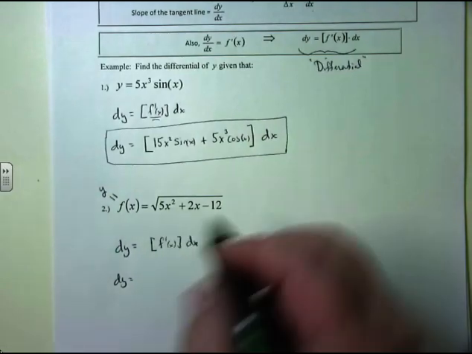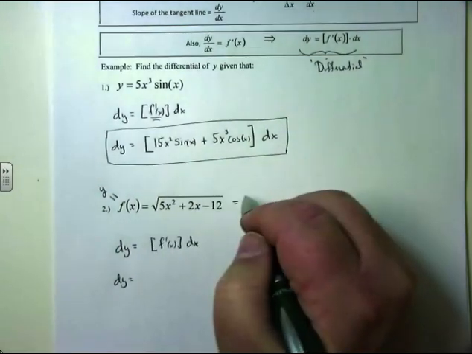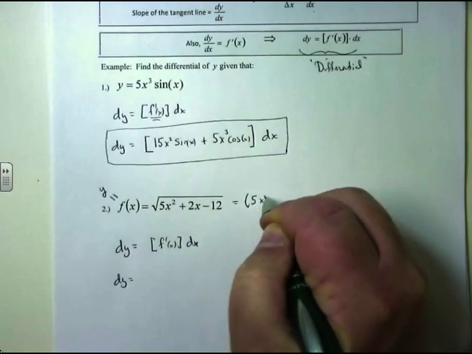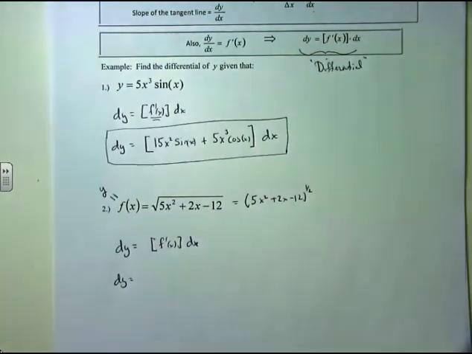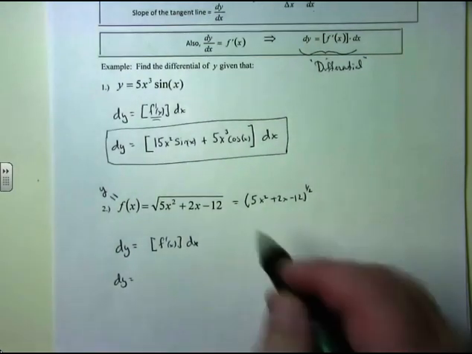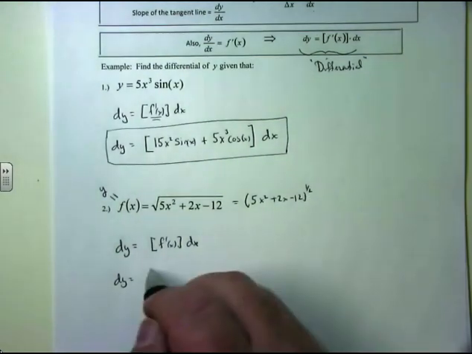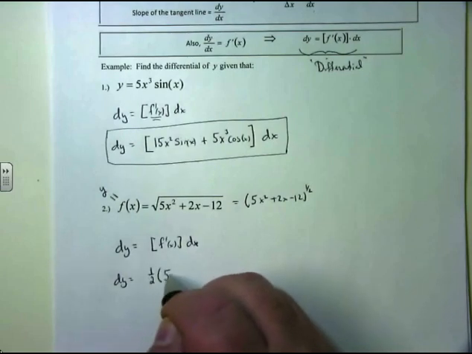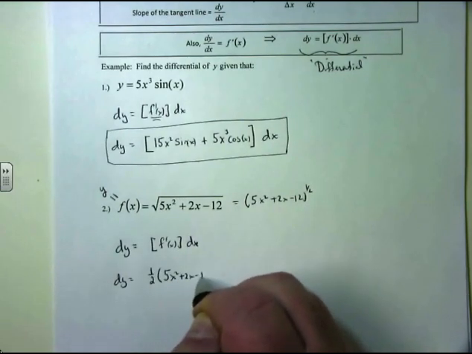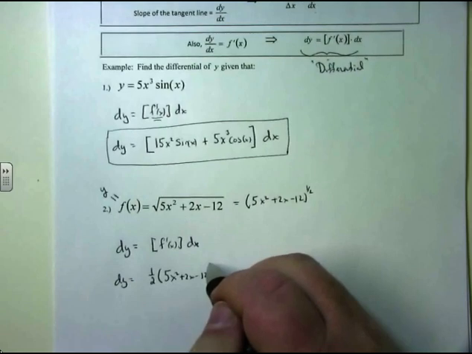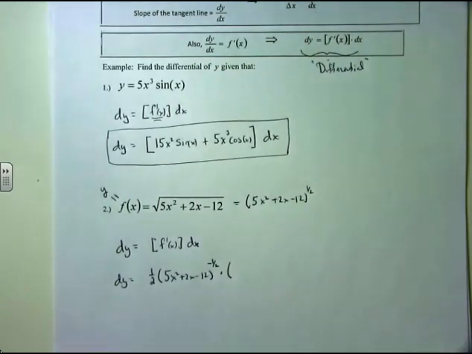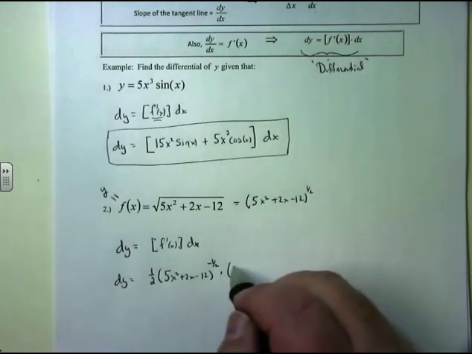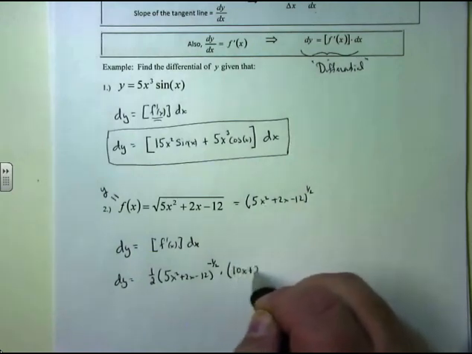What rule would we use? Well, first off, I don't do square roots. A square root is a half power, so this is 5x squared plus 2x minus 12 to the half power. And to take the derivative of this, I'm going to use the chain rule. 1/2 pops out front. The inside, 5x squared plus 2x minus 12, stays the same, raised to, subtract 1, the negative 1/2, times the derivative of the inside. The derivative of the inside is 10x plus 2.